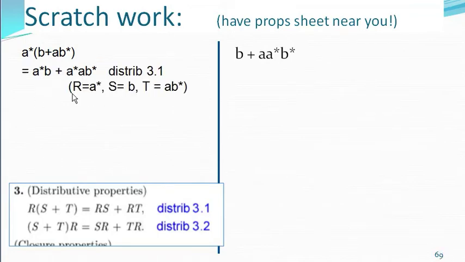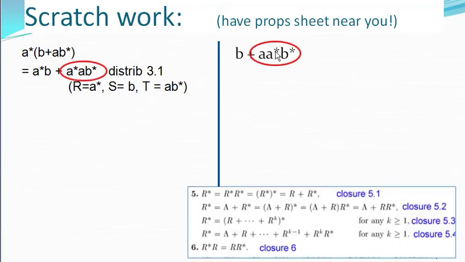So I multiply it out, and I can see that when I do this with distributive 3.1, here's what my R is, here's what my S is, and here's what my T is. And now you just got to stare at this a little bit and say, how can I get from here to here? And when I look at this, I notice these guys. I have A star, A, B star here, and I have A star, B star here. And I remember from my closure rules, or I have my closure rules nearby.